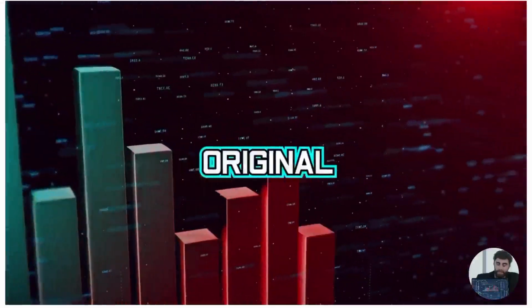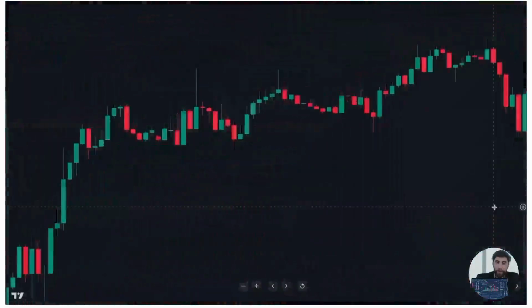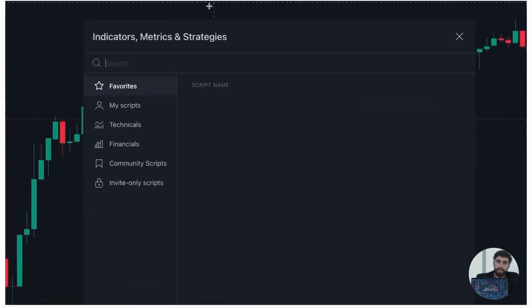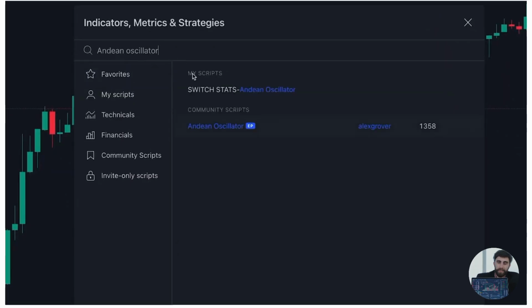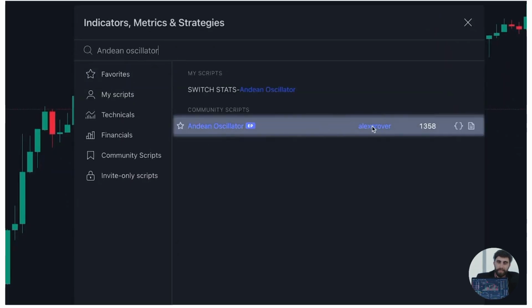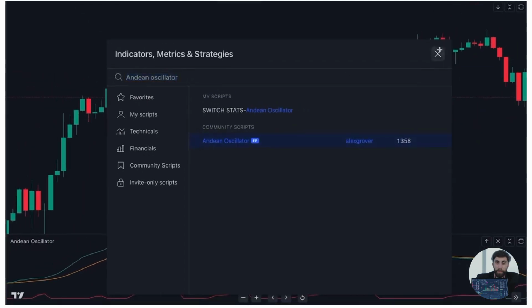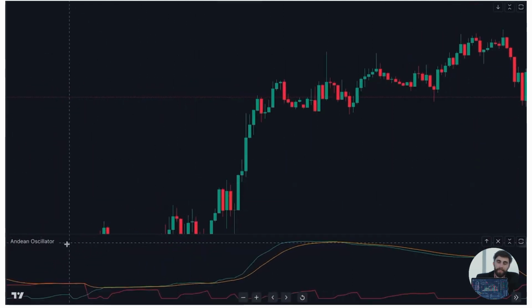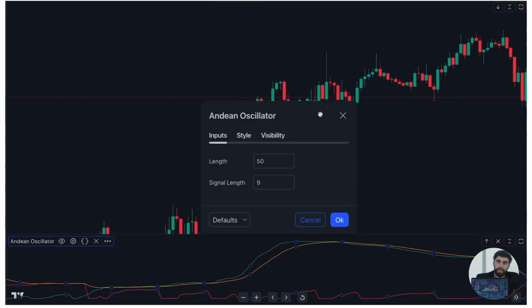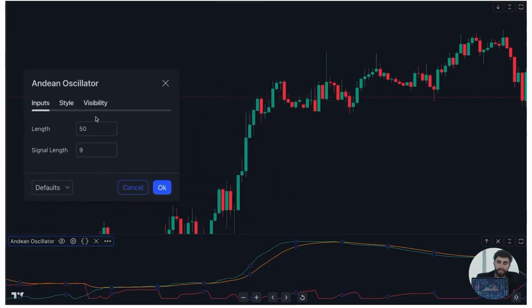Let's start with the original version of this indicator. To add the indicator to the chart, click on the Indicator Search tab and search for the Andean oscillator. Select the indicator created by Alex Grover and add it to the chart. Let's head over to the settings of the indicator by clicking this gear icon. Here we can see we have two options available.